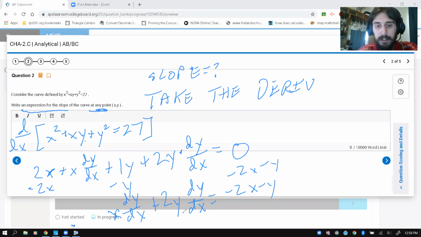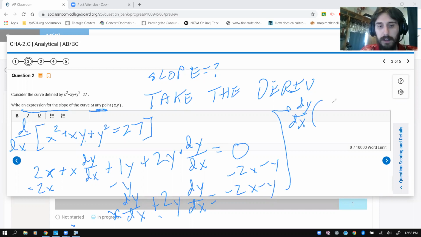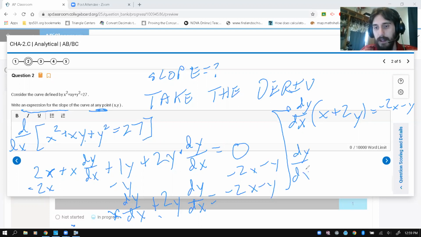Now again, I want to get dy dx by itself, so in order to do that, I'm going to factor it out of these two. So my next line will be dy dx times x plus 2y equals negative 2x minus y. And then last step, to get dy dx by itself here, I need to get rid of the other factor, or the expression here that I factored out of. And so to do that, I'm going to divide. So you'll get dy dx is negative 2x minus y over x plus 2y. Final answer.